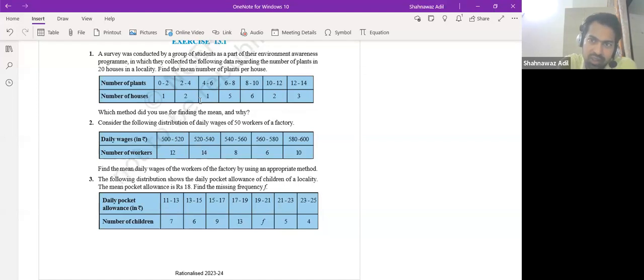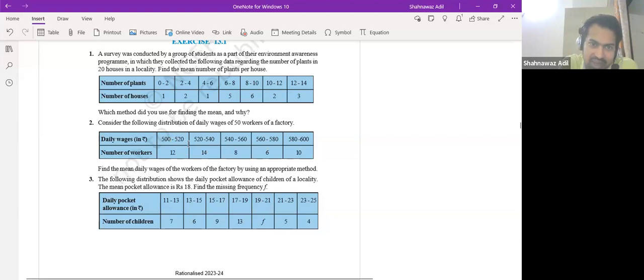So direct mean method. Yeah, direct method because we have smaller numbers. So class mark of this number of plants would be 1, 3, 5, 7, 9, 11, and 30. Right. So these are smaller numbers. So then we can use the direct method.